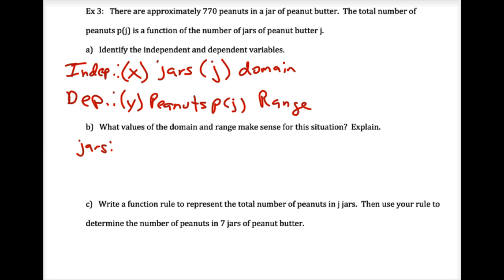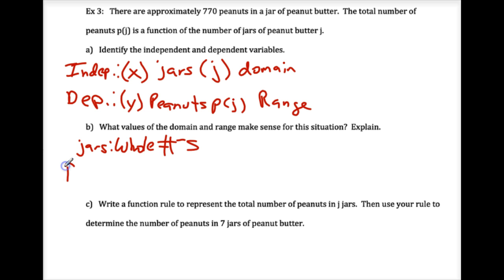So, could you buy 0 jars of peanut butter? Yes. Could you buy -1 jars of peanut butter? No, that's not a value that you can choose. So, we're only going to go whole numbers. You can only have 0, 1, 2, 3, 4, all the way to infinity, until they run out of stock.